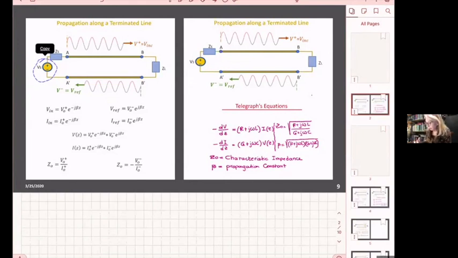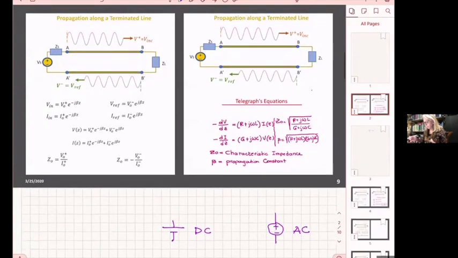Whenever you have a source that looks like this, that's a battery, that's DC. And whenever you have a source that looks like this, that's an AC. So that's the definition, or at least the symbolic representation, of DC and AC sources. That's how it's going to be.